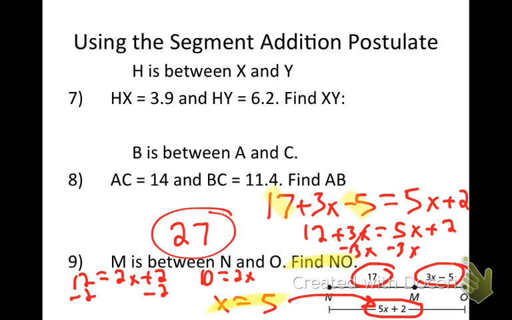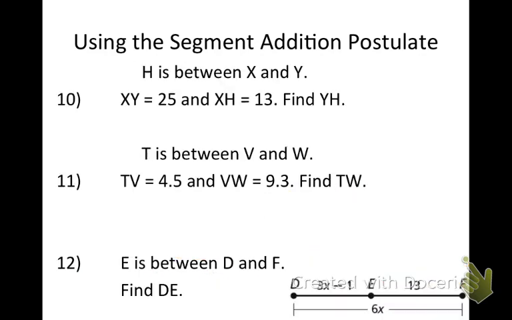I get a length of 27 now. Okay, recognize that is a more difficult problem. Why? Because I actually have to set something up to solve. Again, you're still using the same idea, 2 parts equal a whole, but you have to solve for x here. Alright? Using those same ideas, try these 3.